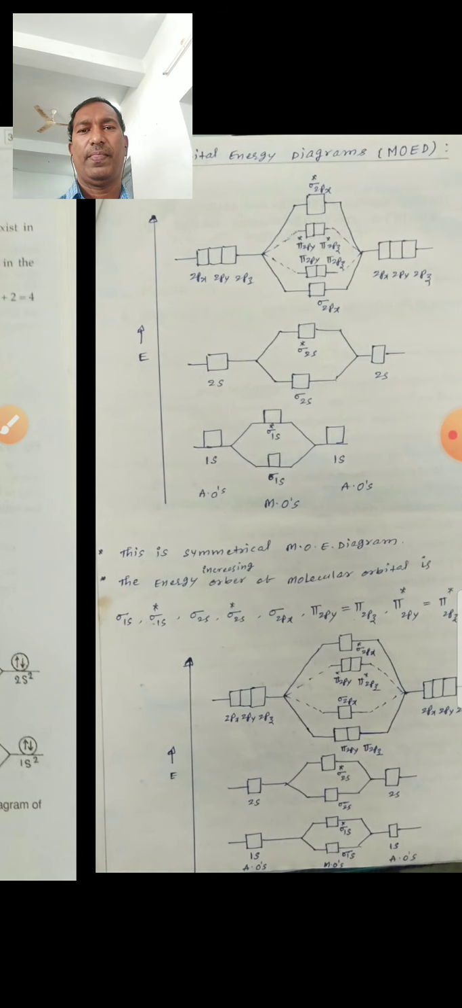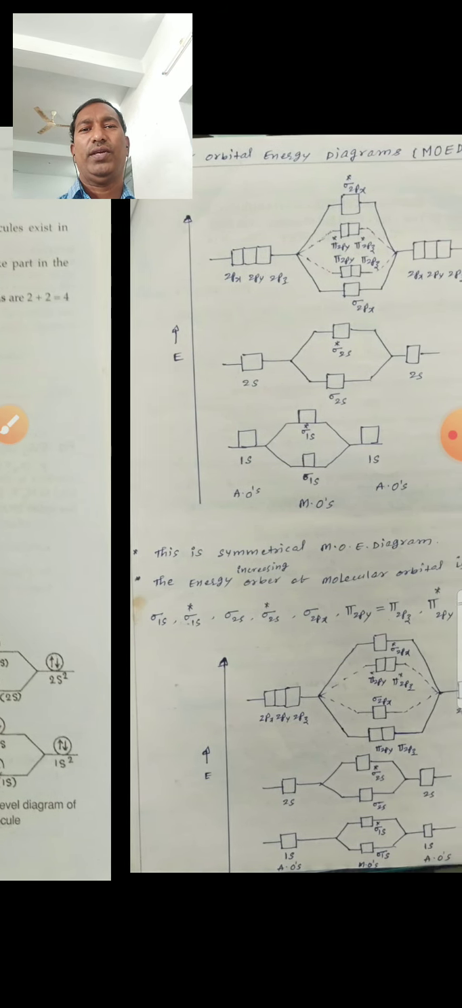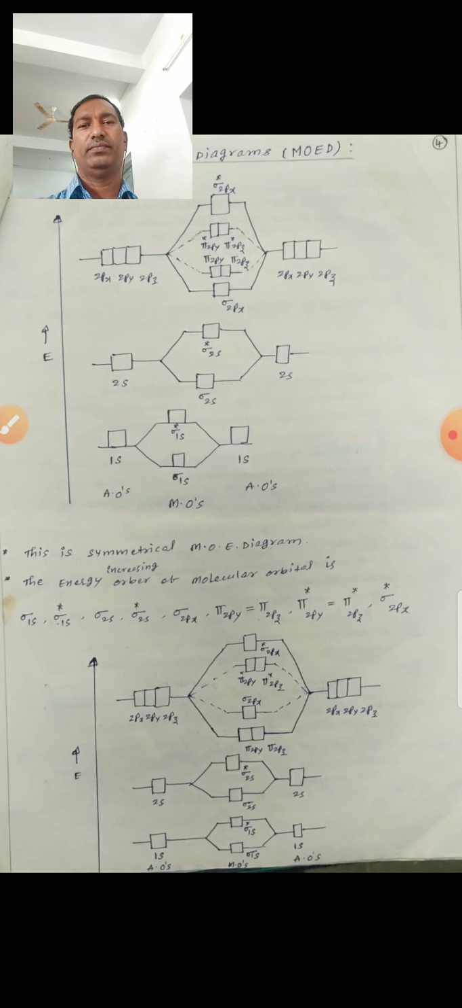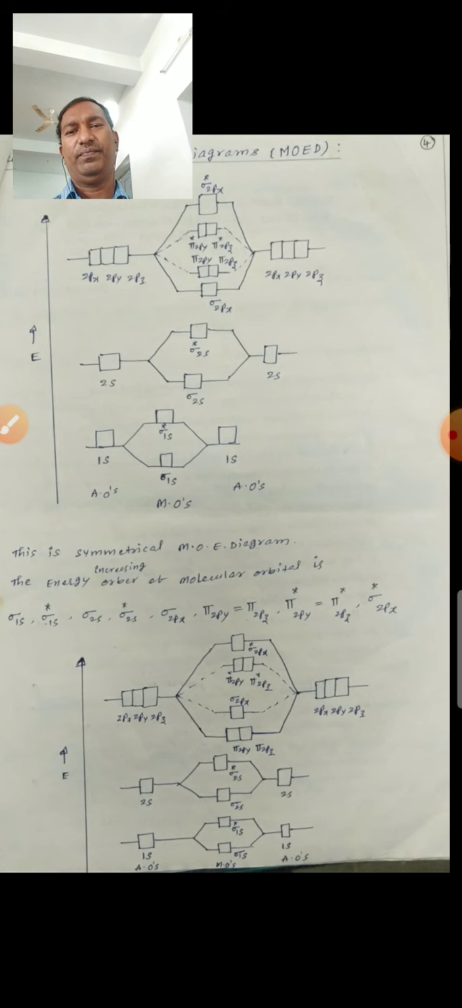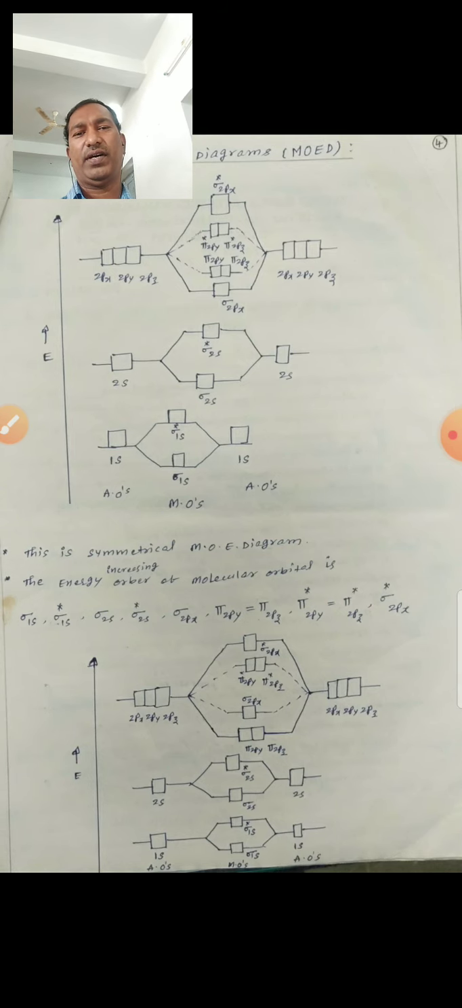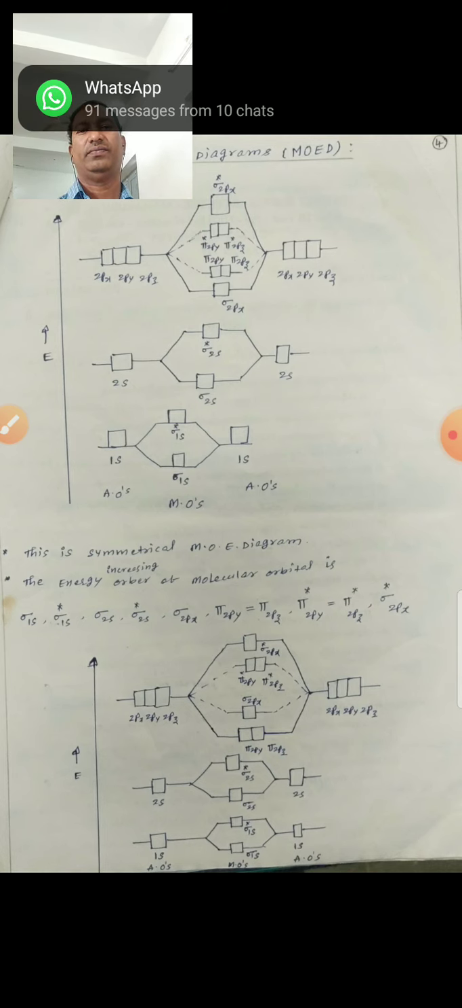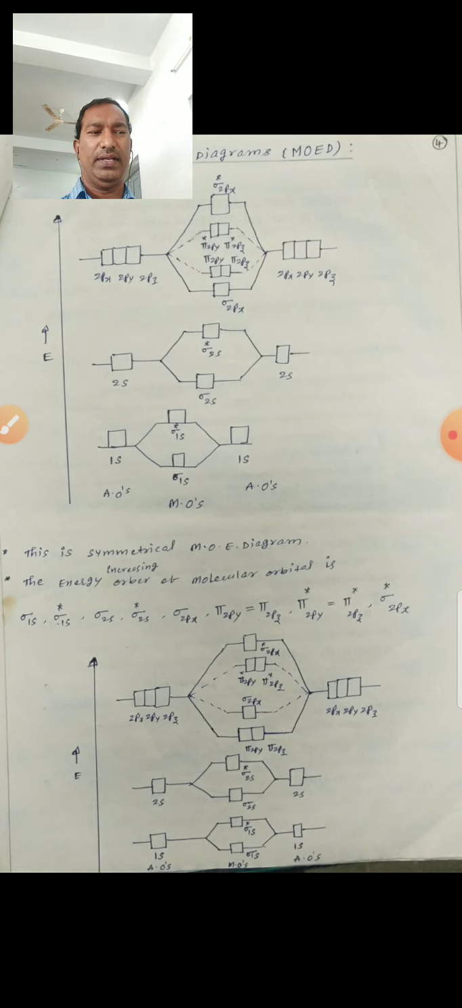Now the molecular orbital energy diagram, MOED. In this rough diagram, this is the 1s orbital. The left side orbitals are atomic orbitals and the right side orbitals are also atomic orbitals. The middle orbitals are the molecular orbitals.